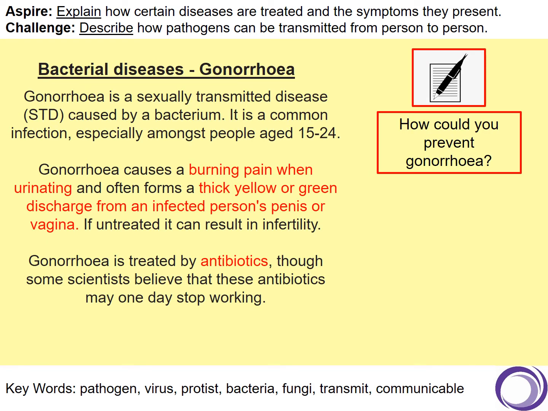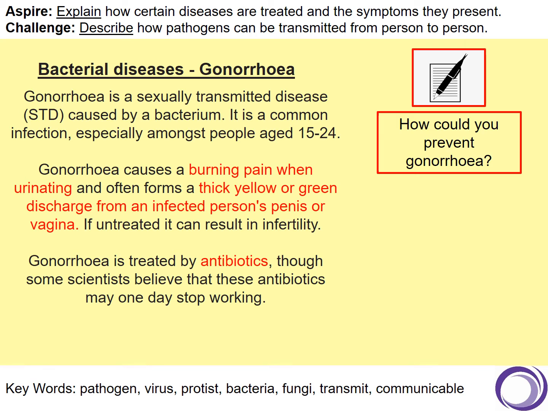So the next disease that you need to know for your GCSE science exam is the bacterial disease of gonorrhea. So gonorrhea is a very, very common infection. It's a sexually transmitted infection, and it's common amongst young people. When you catch gonorrhea, you get a burning pain when you urinate, and you often get a thick yellow or green discharge from an infected person's penis or vagina. And if it is untreated, eventually it can result in infertility.